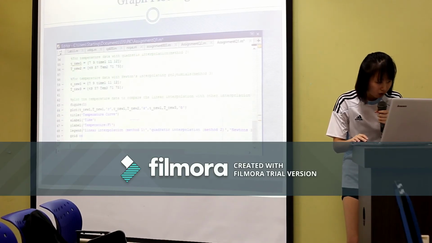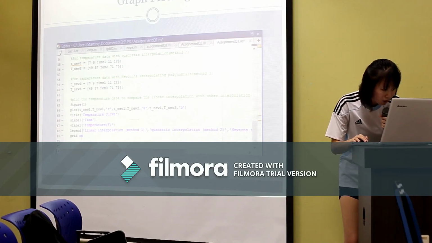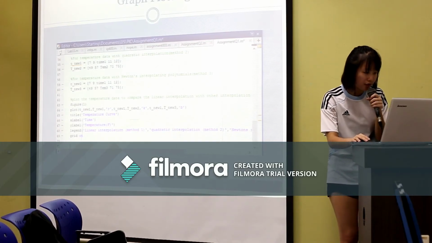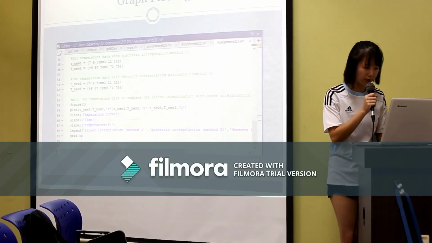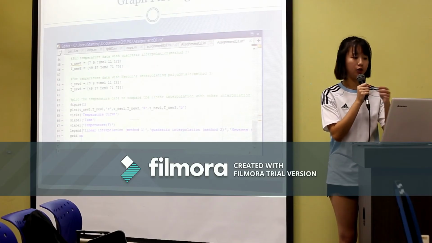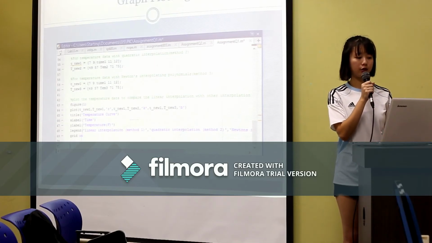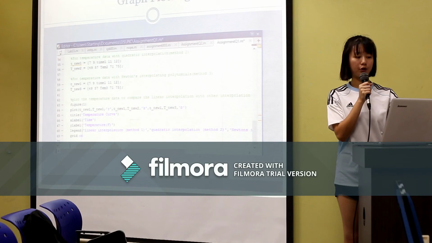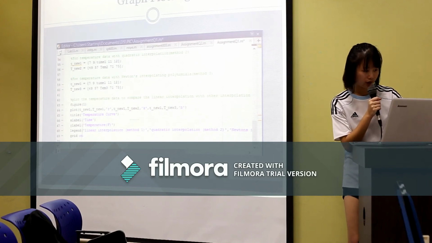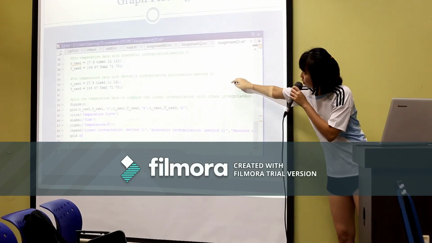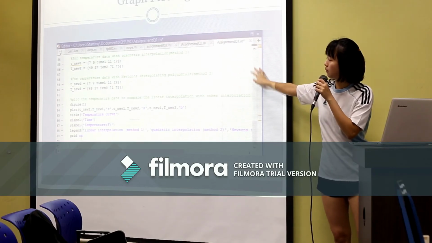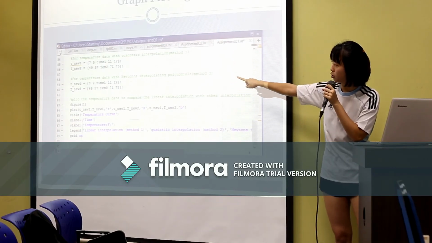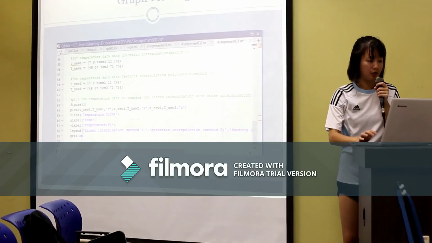So next, for the temperature data with quadratic interpolation, just now was the temperature data with linear interpolation. Then for this one is quadratic interpolation, and just change the temperature 1 to temperature 2. And for the next one, this one is Newton's interpolating polynomials. So same, just change the temperature 1 to temperature 3.